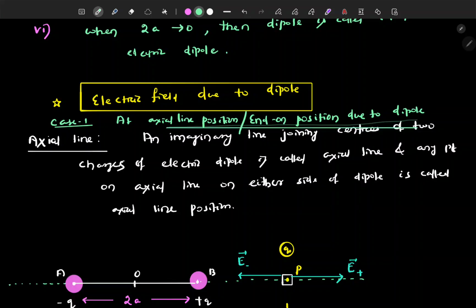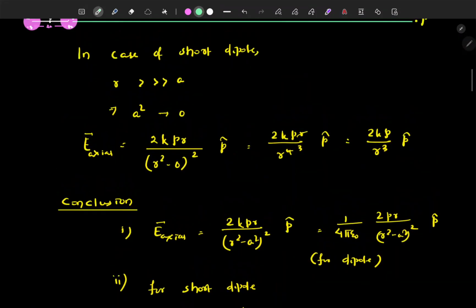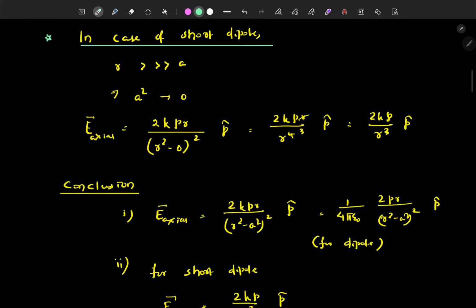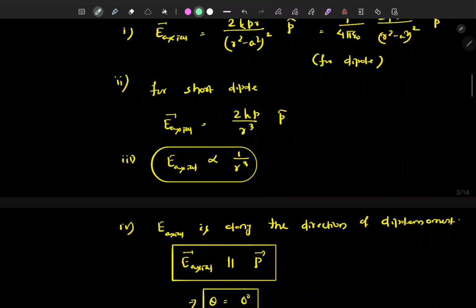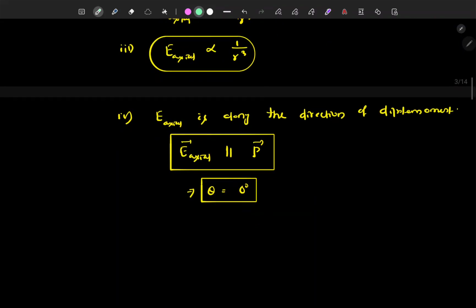Next is electric field intensity due to dipole at broadside end position. You can take the screenshot like this. This is for a short dipole. This is a special case for a short dipole where R is much greater than A. Yes, I hope it is clear.